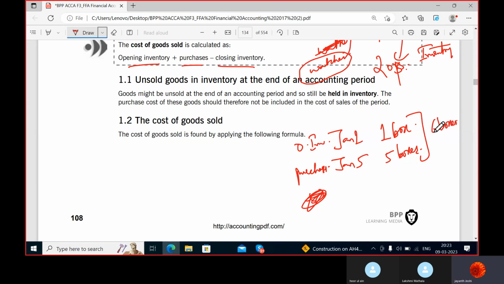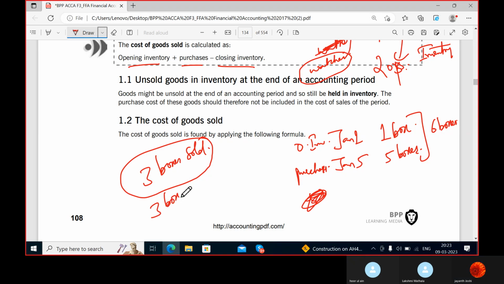So out of these 6 boxes, 3 boxes are sold. So how many boxes are left over? 3 boxes unsold. This 3 boxes unsold, can I say this is the closing inventory? That means when I closed the books at the end of the month, what I found is I am left over with 3 boxes. And these 3 boxes is my unsold inventory or closing inventory. Can you say yes for this? Please tell me.